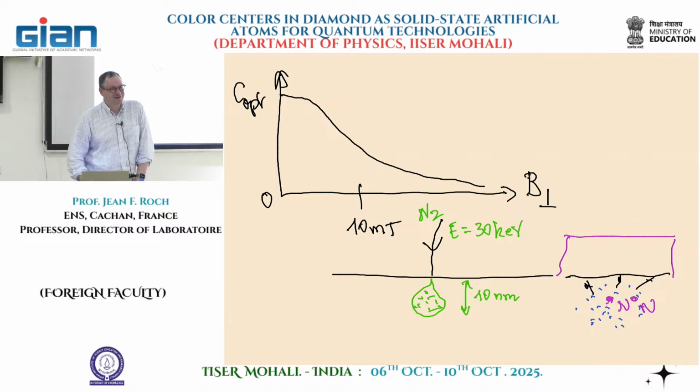Then we sent it to people who were able to do the overgrowth. And then they said, okay, we are very sorry, but your NV layer has disappeared. The reason is that when they put it in the CVD reactor, they turned on the plasma, which etched the diamond surface, and it was completely removed by the etching. So you have those kind of stupid things that happen.